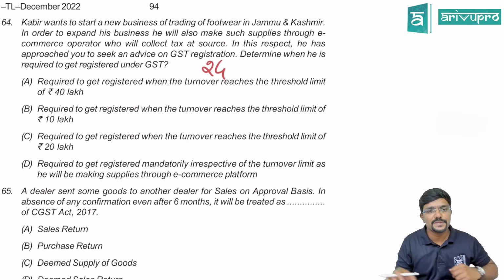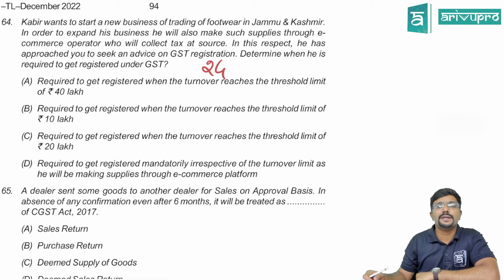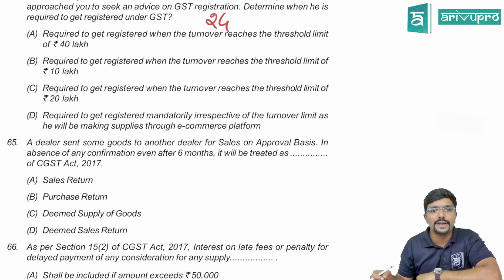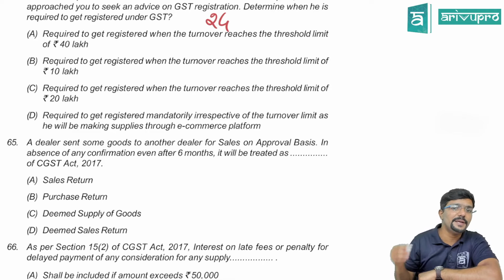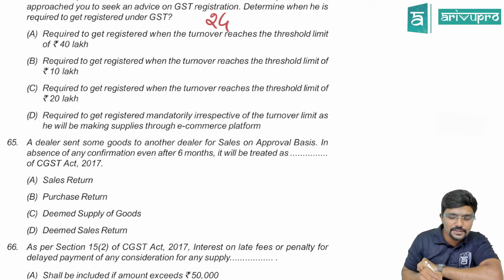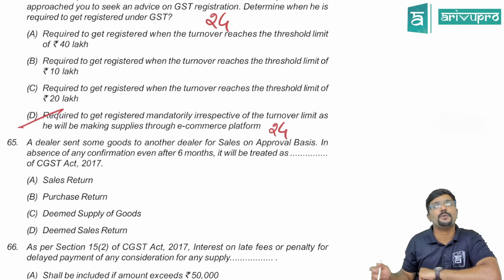So what is the answer here? A, required to get registered when the turnover reaches the threshold limit. No, wrong. B, required to get registered when the turnover reaches the threshold limit of 10 lakh. Wrong. C, required to get registered when the turnover reaches the threshold limit. Wrong. D, required to get registered mandatorily irrespective of the turnover limit, as he will be making supplies through an e-commerce platform. This is as per section 24, guys.